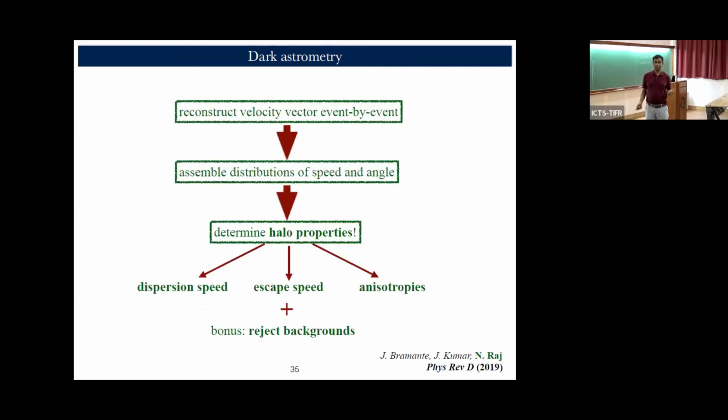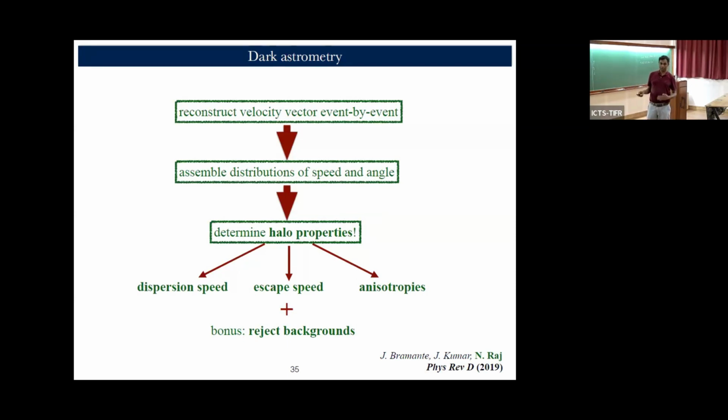So what can you do? Because you've reconstructed event by event, you can now assemble your data. You have distributions of the dark matter speeds and the dark matter entry angles. And since you have these distributions, just like that, you can determine halo properties like the dispersion speed, the escape speed, and any anisotropies and so on. We don't know these things for sure. We only infer things from stellar kinematics and so on. But now, right in your lab, you can reconstruct all the halo properties because your dark matter is literally leaving a track in your detector.